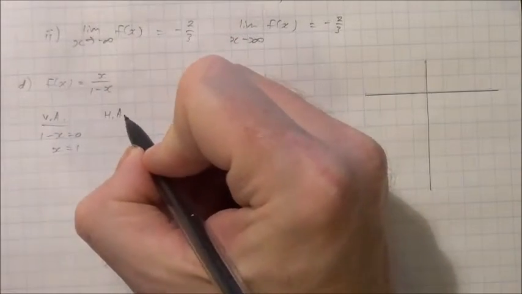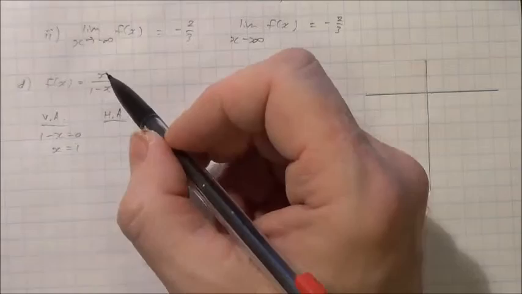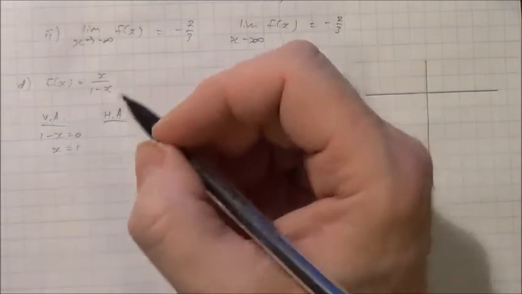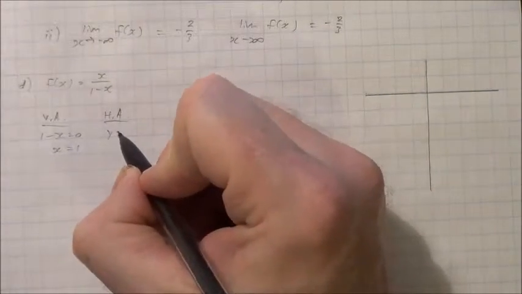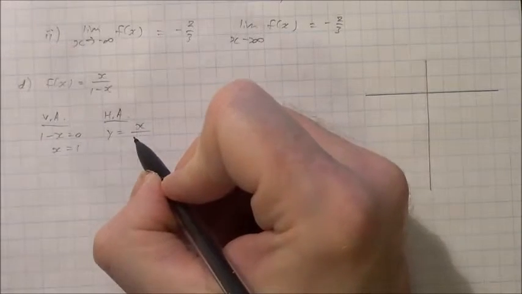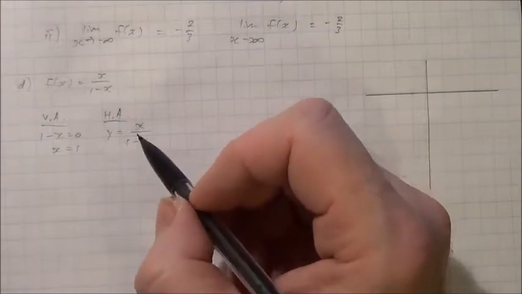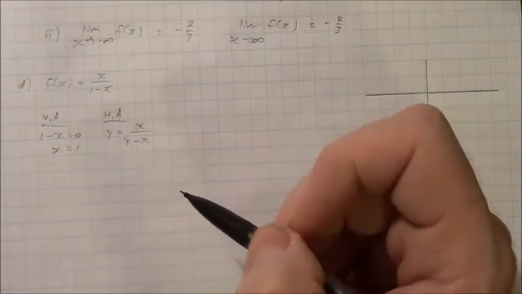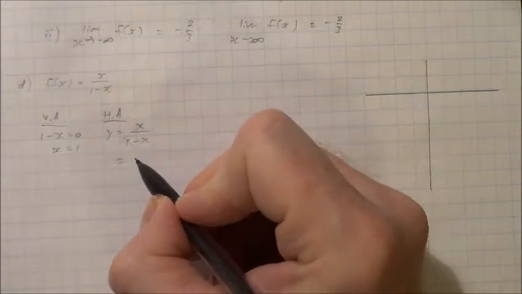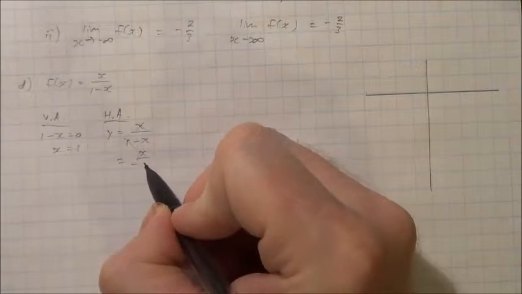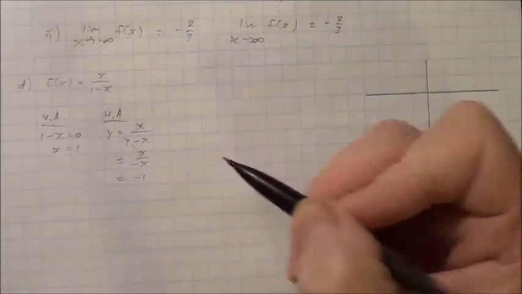The horizontal asymptote we get as x approaches very, very large values, y equals x over 1 minus x, but the 1 doesn't really affect anything, so it's x over negative x, which gives you negative 1 when you simplify.